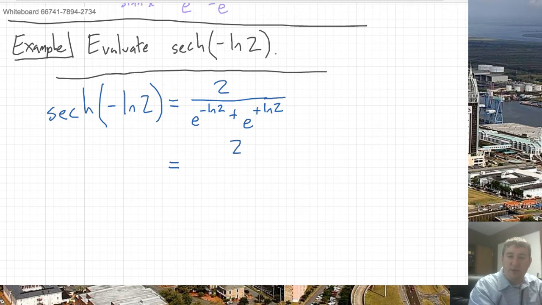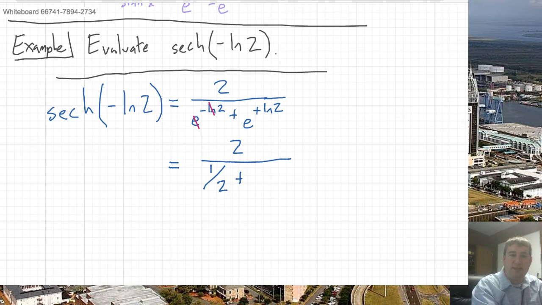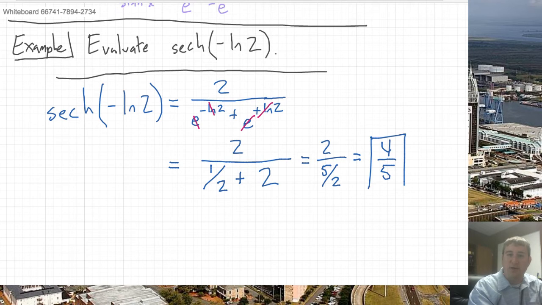I've got 2 over, that negative in the exponent means it's a fraction, 1 over, then the e and the natural log will cancel. So 1 over 2 plus, and then again the e and the natural log cancel. I've just got a positive 2. So that gives me 2 divided by 5 halves. 1 half plus 4 halves is 5 halves. And then I can bring that 2 in the bottom up to the top. I've got 4/5 for the value of hyperbolic secant at this particular value.